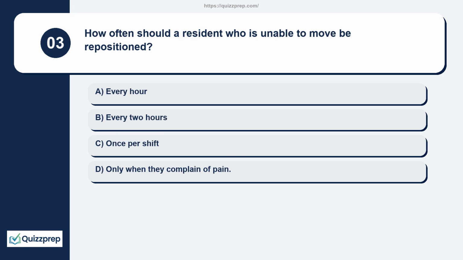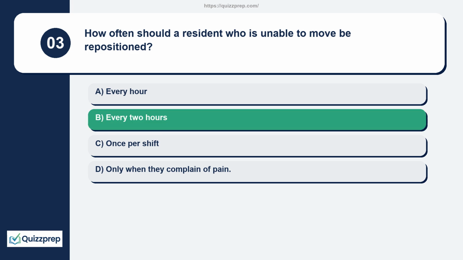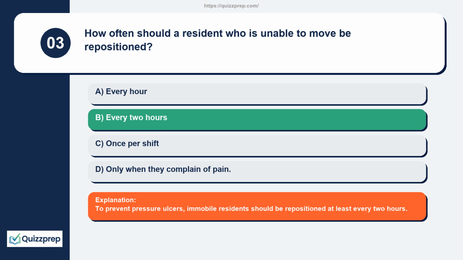Question 3. How often should a resident who is unable to move be repositioned? Every hour, every 2 hours, once per shift, or only when they complain of pain? To prevent pressure ulcers, immobile residents should be repositioned at least every 2 hours.